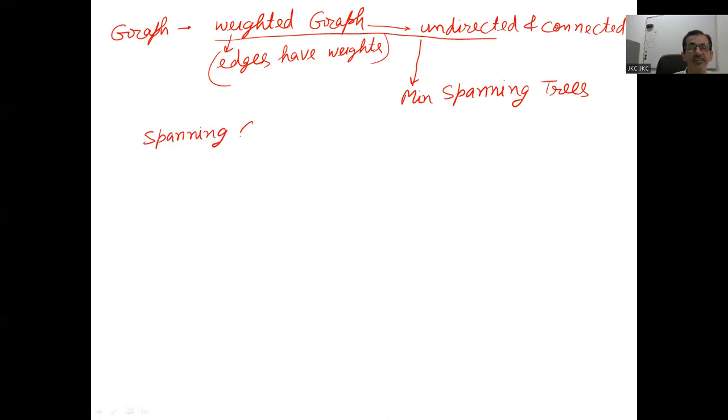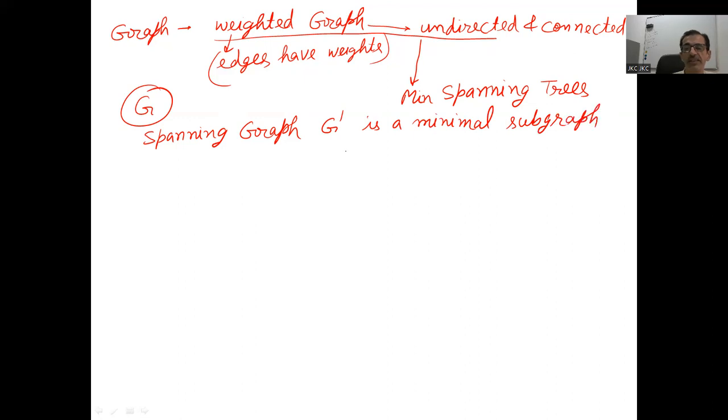Then I say there is a spanning graph. So if I have a graph G, then I say spanning graph G dash is a minimal subgraph such that it has all vertices and they are connected. So they should remain connected. So minimal means we should use less number of edges.